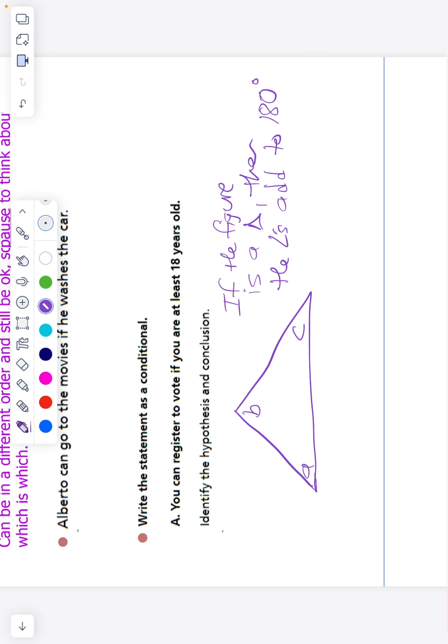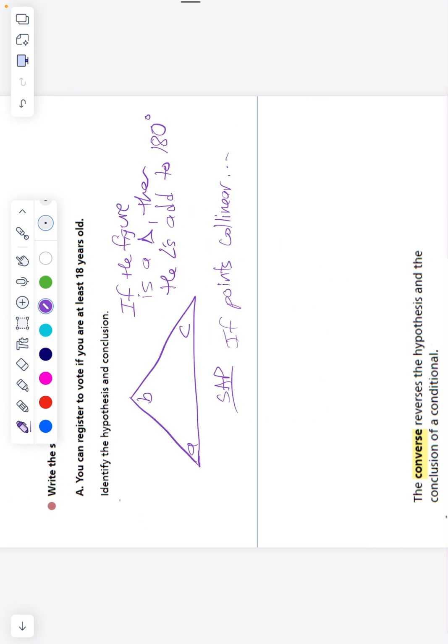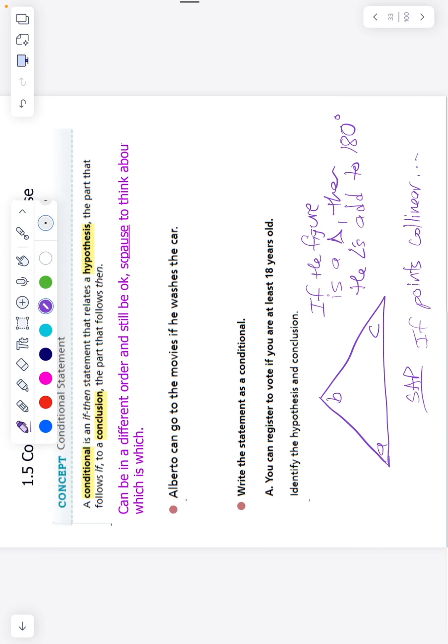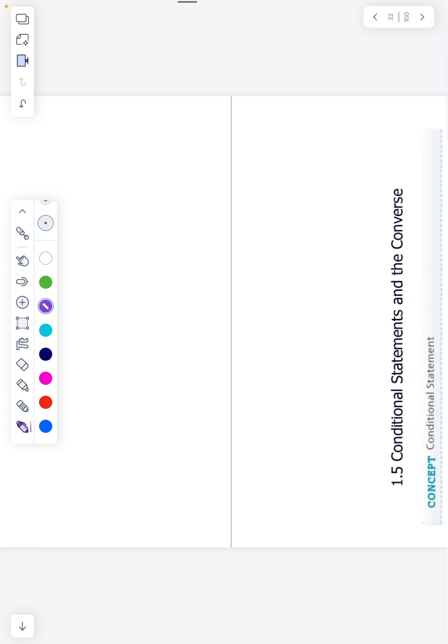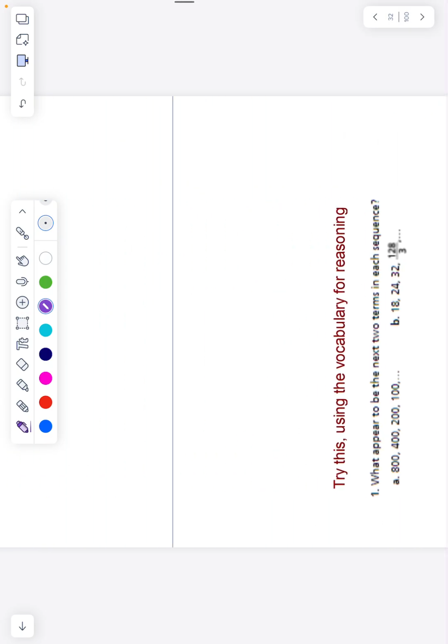Okay? We had the segment addition postulate. If points are collinear, then the segments add up to the total, that kind of thing, right? What does collinear mean? On the same line. What does congruent mean? Yeah. Okay, let's talk about this word.